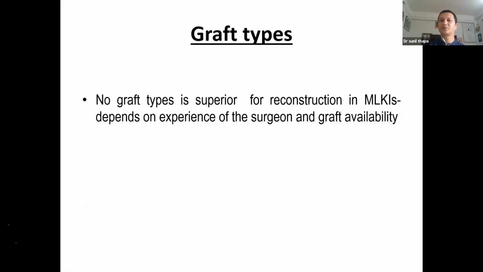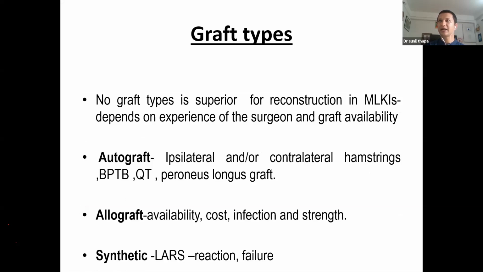So what graft should we use? No graft is superior for reconstruction in these injuries. It depends on the experience of the surgeon and availability of the graft. The grafts available are autograft, allograft, and synthetic graft. Allograft and synthetic graft are just a topic of theory for us. We don't use these, not possible in our scenario till now. The autografts available are ipsilateral or contralateral hamstring, bone patellar tendon bone, quadriceps tendon graft, and peroneus longus graft. And they may suffice for reconstruction of all 4 major ligaments after knee dislocation.